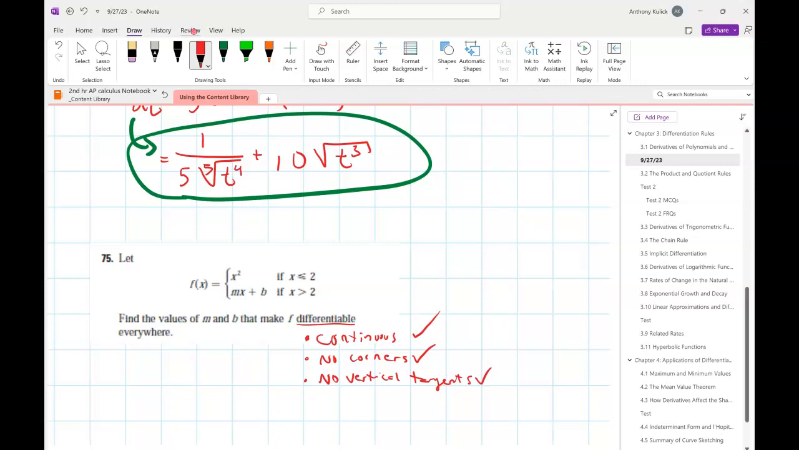So you have to be continuous. You can't have any gaps, any jumps, any removables. And then we can't have any corners, and we can't have any vertical tangents. So of these 3 things, which are the 2 that I would need to worry about for this problem? Continuity for sure. No, it's the corners.